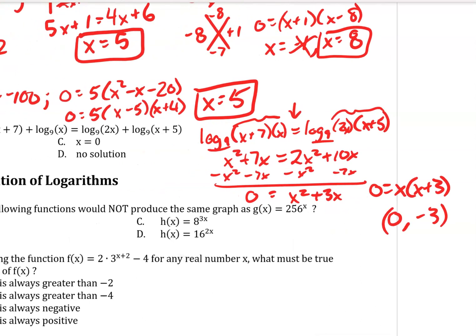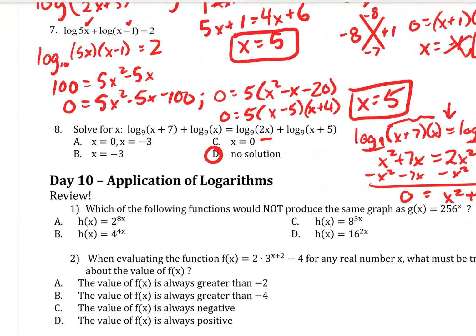But looking back, 2 times 0 is 0. I can't have a log of 0. 2 times negative 3 is negative 6. I can't have a log of a negative number. So the answer is no solution.